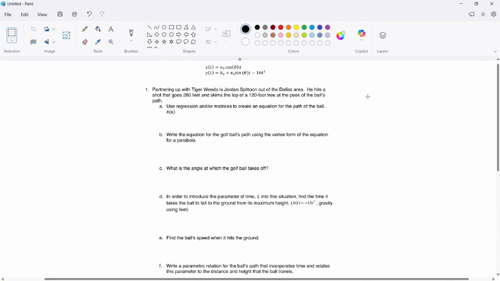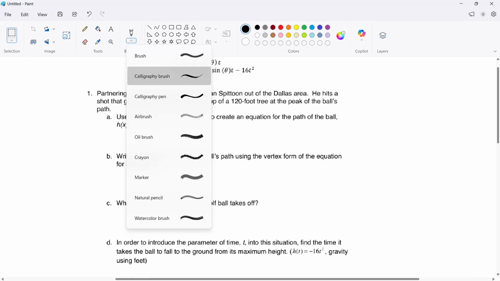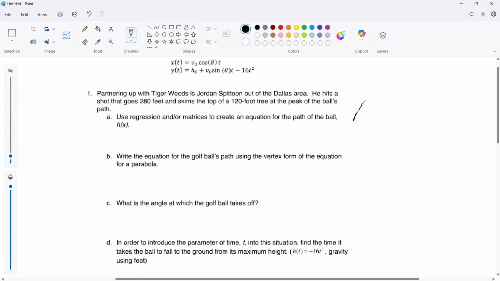Let me zoom in so I have room to write. I'm going to draw the situation first so that I know what values to use for my regression. It's a parabola, and remember, parabolas are symmetrical, and that's going to come up later. The launch angle is going to be the same as the angle that it falls to the ground. The launch initial velocity is going to be the same as the final velocity.